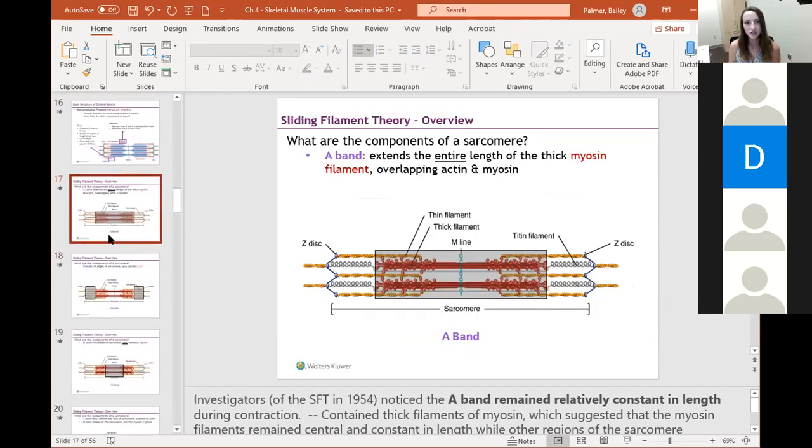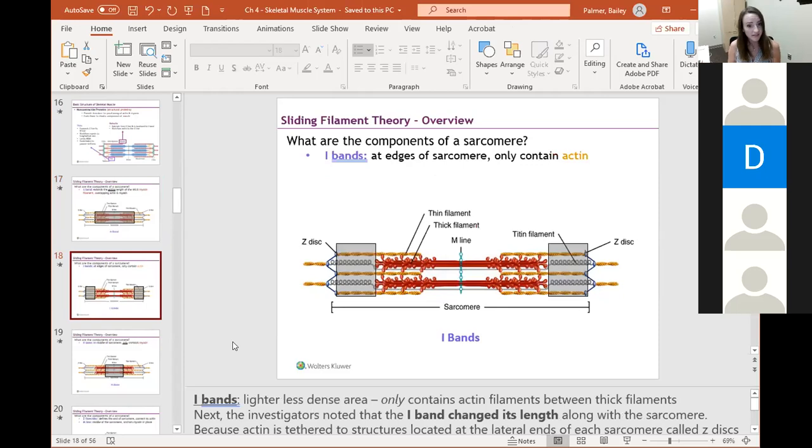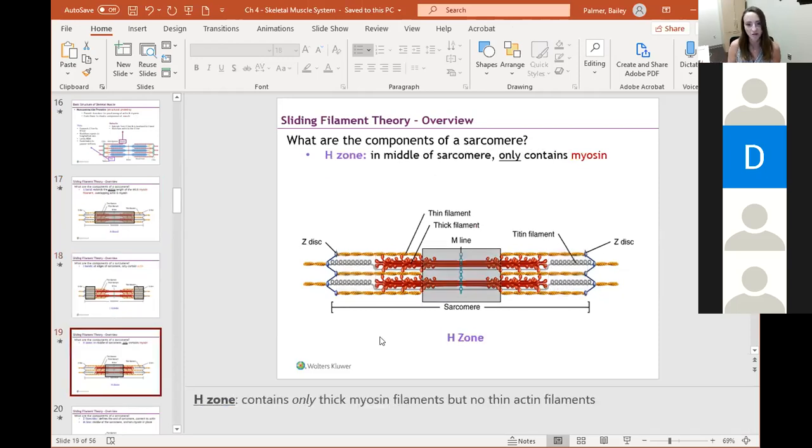Next, though, we get into the different bands or zones. This is basically how we label the sarcomere, how we separate the different components. So first, knowing about the A band. Knowing that this gray area is the A band, that it just consists of the entire myosin molecule. Also knowing about the I bands, how the I bands only consist of actin. They're on the very ends of the sarcomere. And then knowing about the H zone. The H zone also contains myosin, but it does not contain any actin.